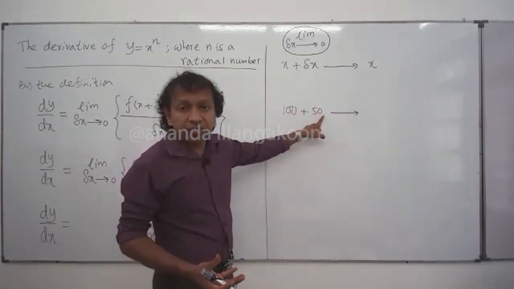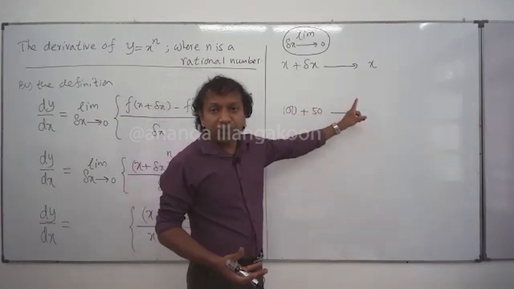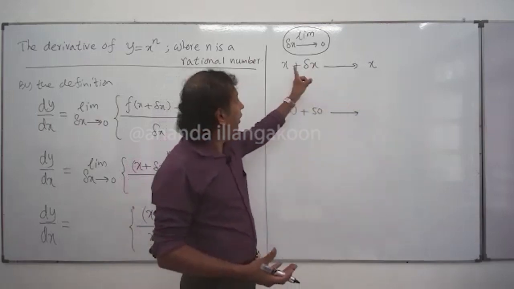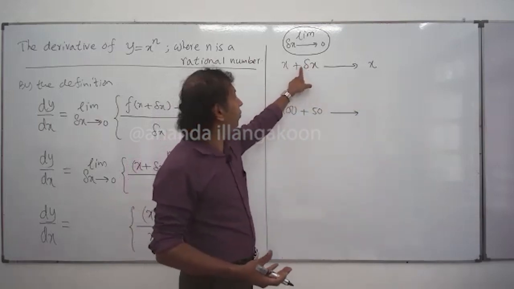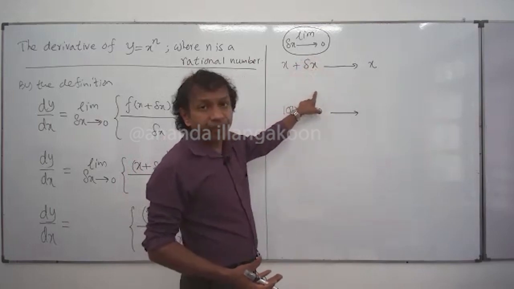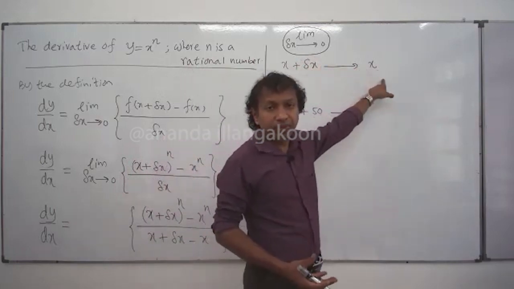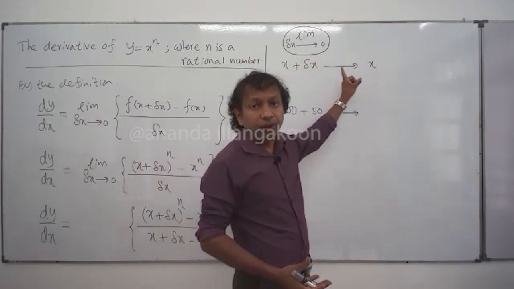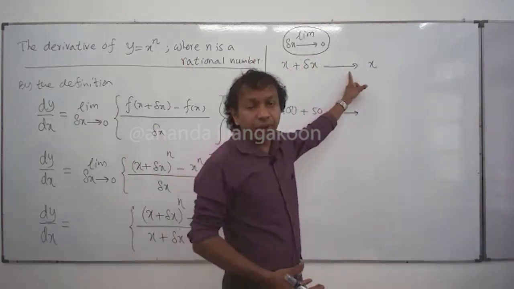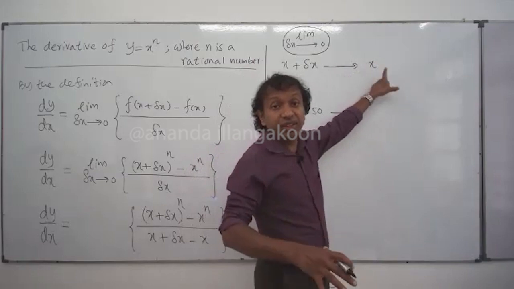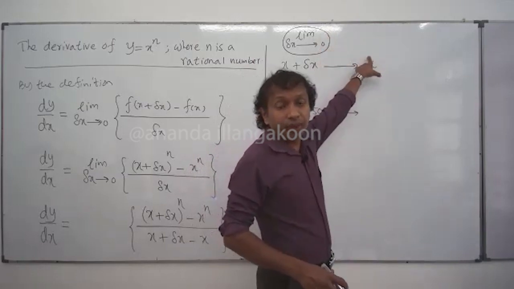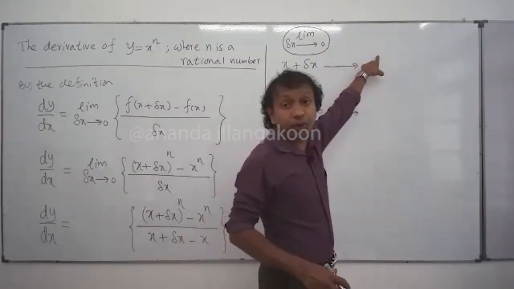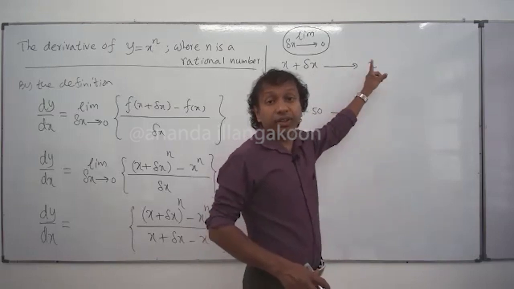Then this 100 and that sum will be going to what, 100, no? Like that. X plus delta x we have, but this delta x is going to 0. Then this sum will go to what? X. So therefore, people, x plus delta x going to x really means delta x going to 0. And delta x going to 0 really means x plus delta x going to x.